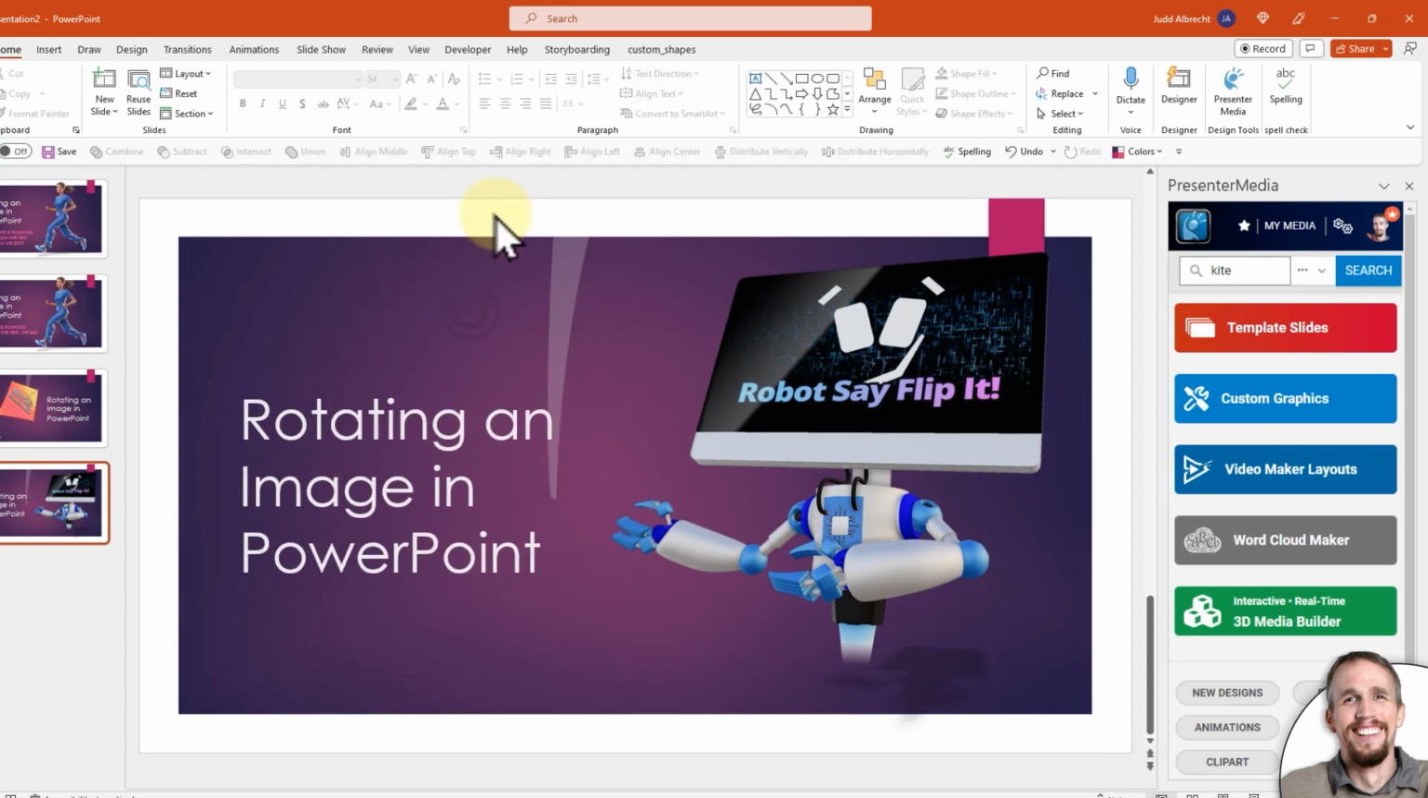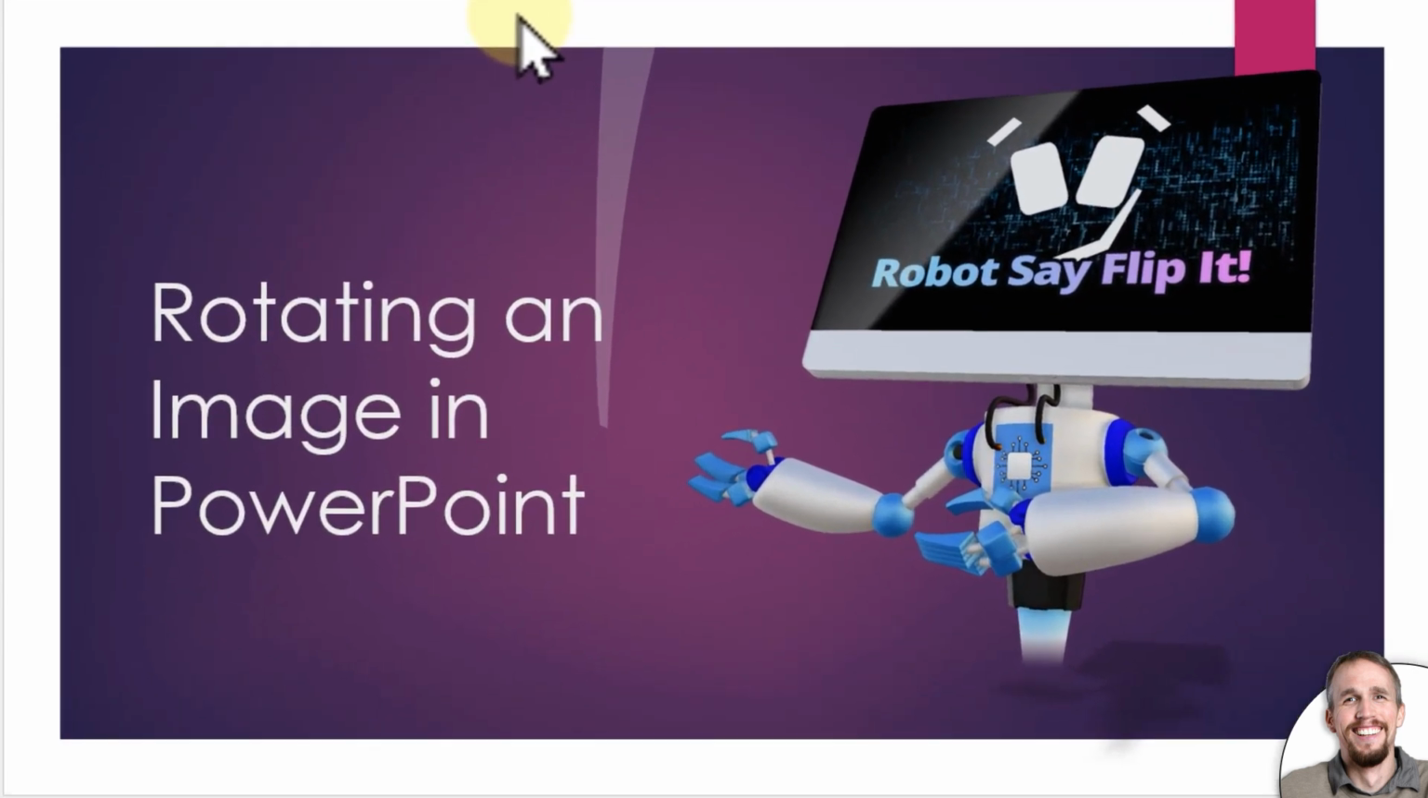So if you choose to customize items on PresenterMedia, just keep that in mind, that you can flip the text and images in the customizer work area and save that out, and then reflip the image inside PowerPoint to get the graphic to face the other direction.